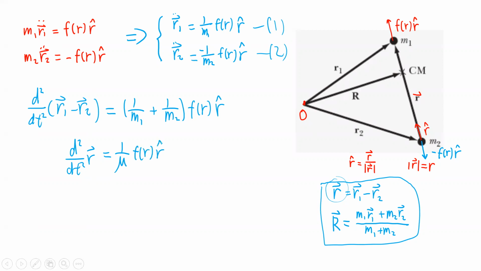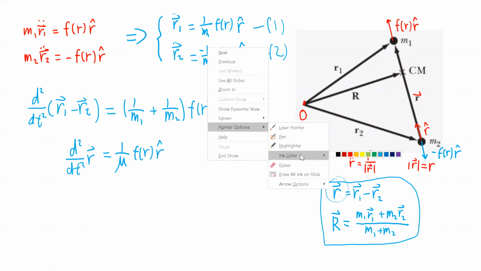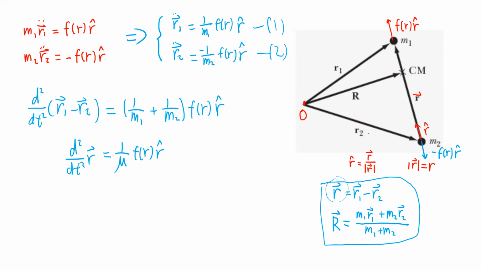So this 1 over mu is a new quantity that I defined, and this is the so-called reduced mass that I was talking about. Here, 1 over mu is defined as 1 over M1 plus 1 over M2. That means you can also write mu as M1 M2 divided by M1 plus M2. This is how I define it.